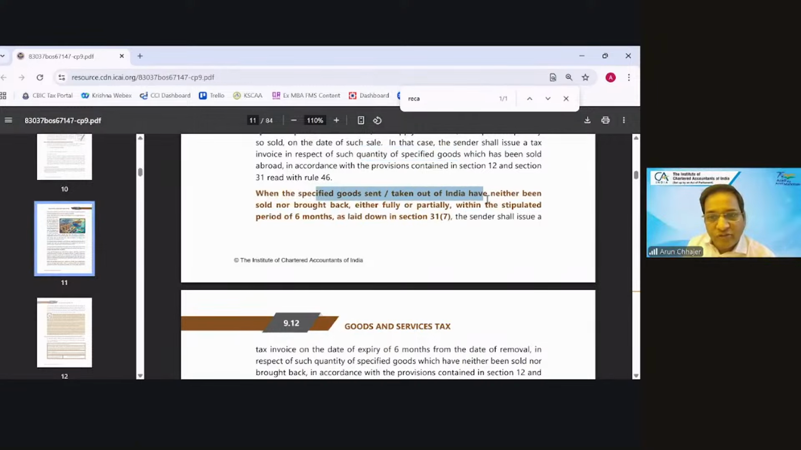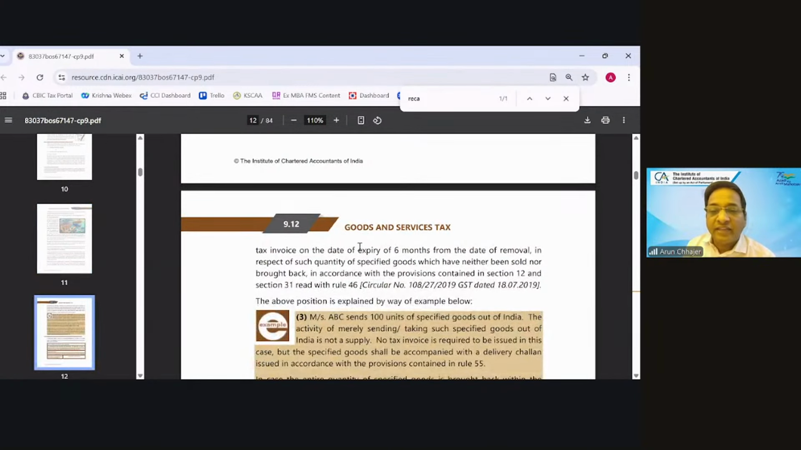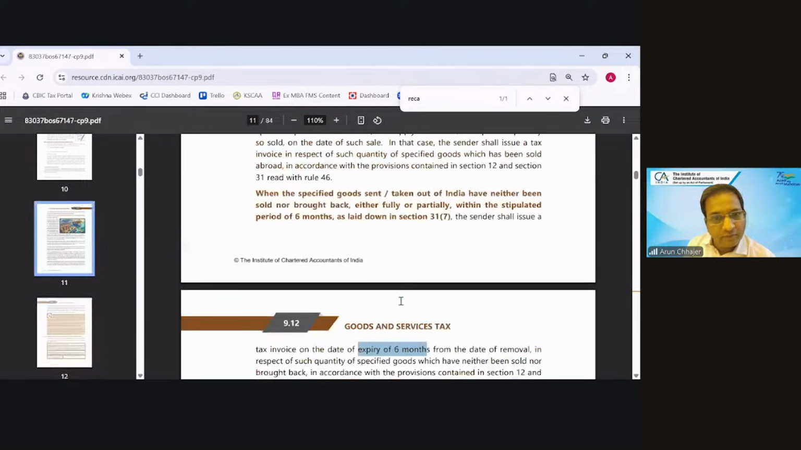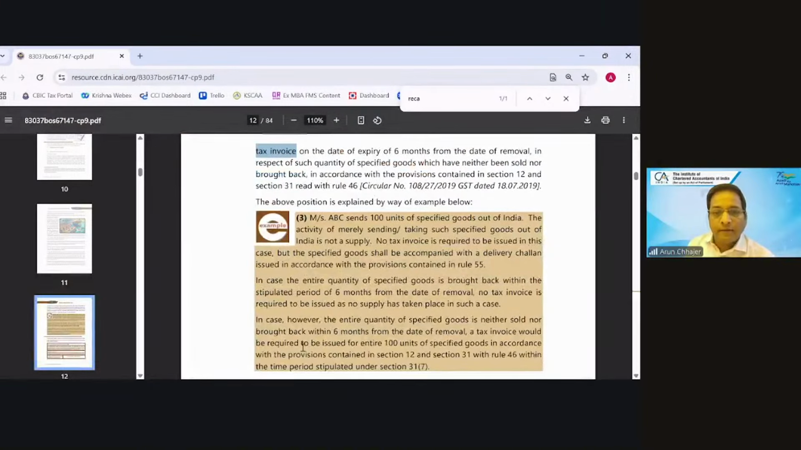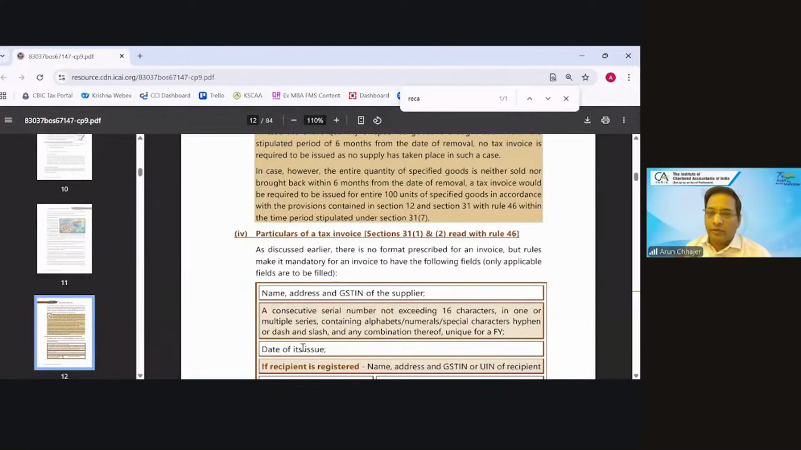When the specified goods have neither been sold nor brought back, then after the expiry of the 6 months, it will be considered as deemed supply. Correct? The sender shall issue the tax invoice. Okay. Now, the refund part is not being touched. It will be touched in the respective chapter.